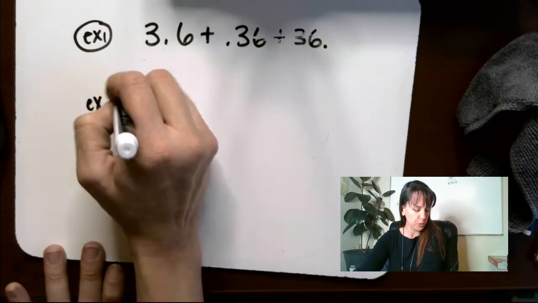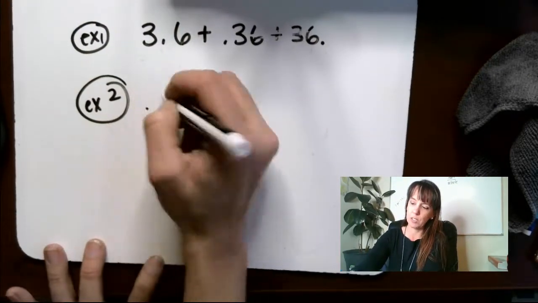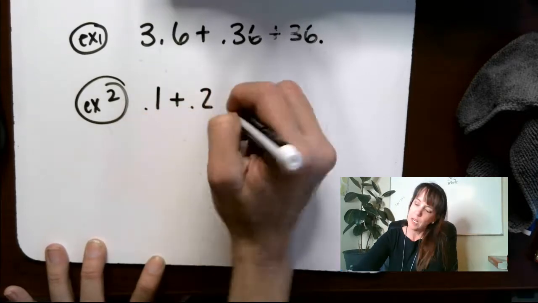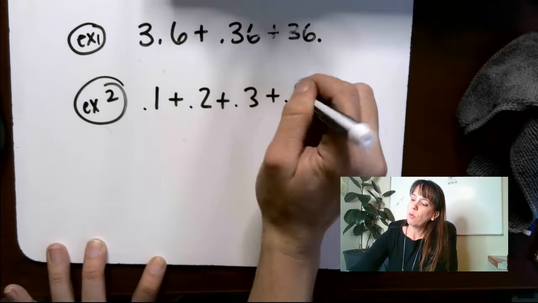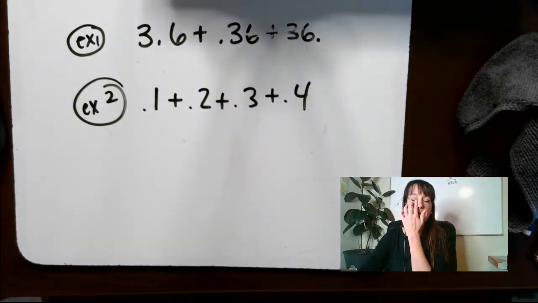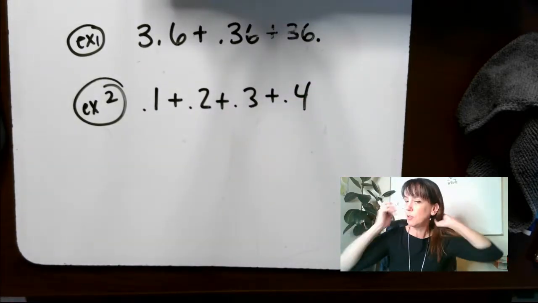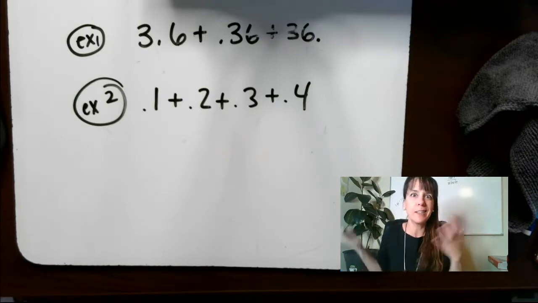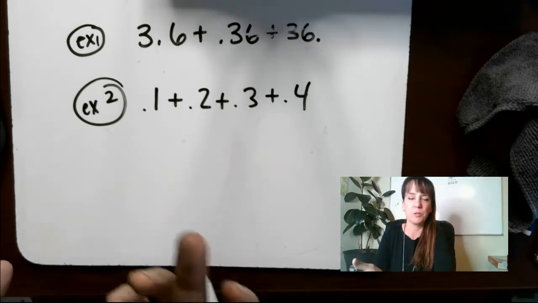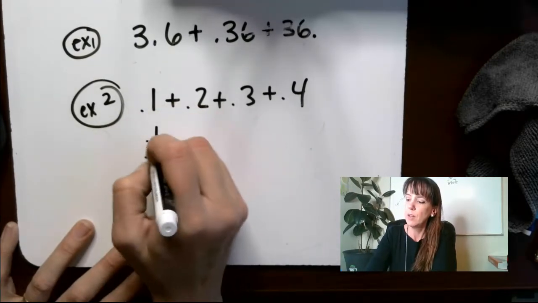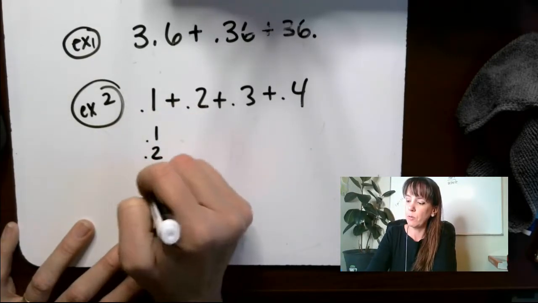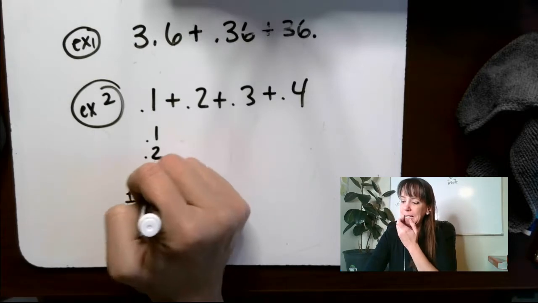Example number 2. Oh, we're not going to subtract yet. 0.1 plus 0.2 plus 0.3 plus 0.4. So if there's the same number of digits behind the decimal all the way across, then this is awesome because you can probably just do this right here. You don't have to use grid paper. So 0.1, 0.2, 0.3, 0.4. All right, add all those guys up.